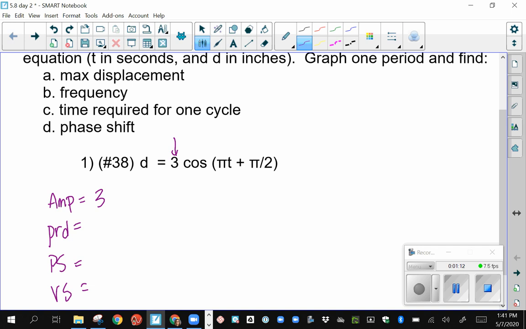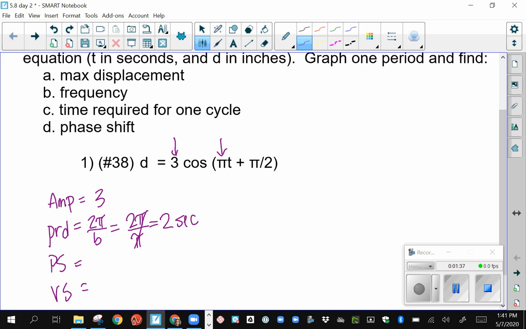To find the period of a cosine function, you should do 2 pi divided by b, and the b in this case is pi. So you have 2 pi divided by pi. And the pi's are going to cancel. That's going to leave us with 2, and that ends up being 2 seconds. I'll get more into that in just a moment.